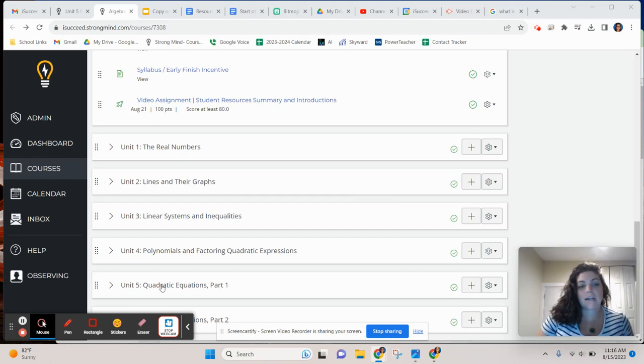Alrighty, Unit 5, Quadratic Equations, Part 1. Quadratic equations, I know it sounds kind of intimidating, but really quad just means square, and it's really just coming from the fact that one of your variables is going to be squared, or to the second degree. So in your equation, you'll have something like x to the second power, or x squared.